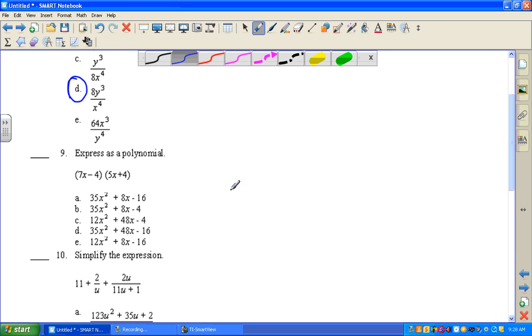How do you multiply the binomial out? What do you get for that one? Chelsea? Okay, yeah, you just FOIL it and combine like terms.